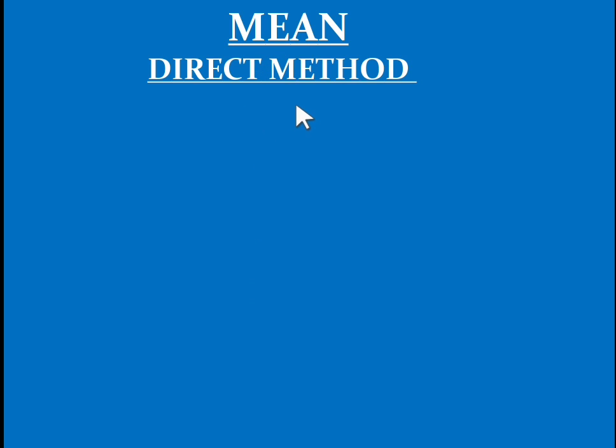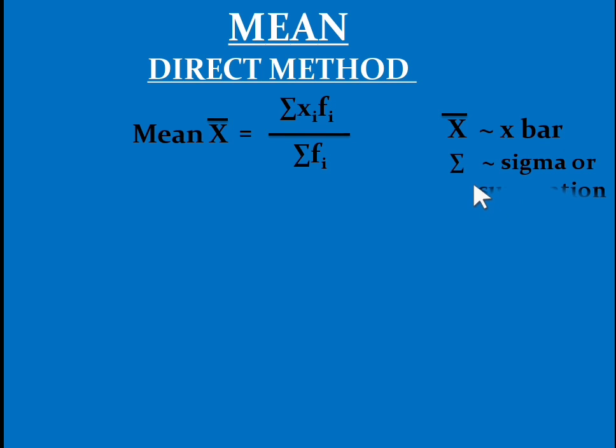Mean by direct method. There is a formula to find mean by direct method. Mean x bar is equals to summation of xi fi by summation of fi. This is called x bar, and this symbol is sigma or summation.